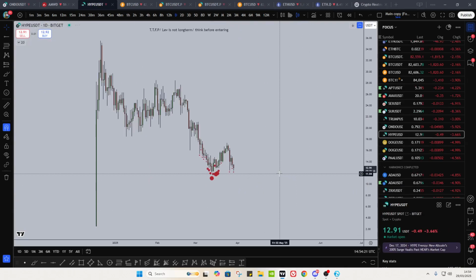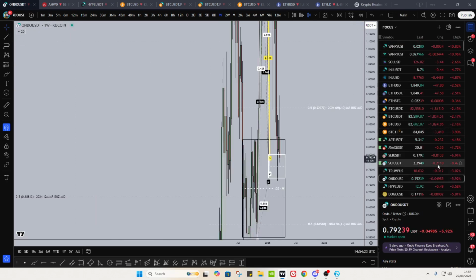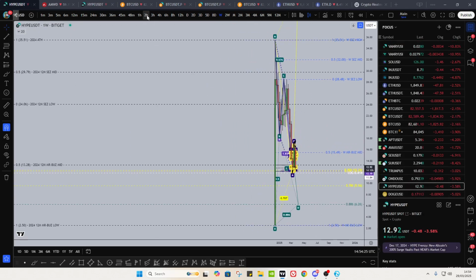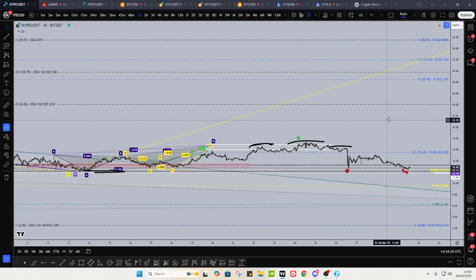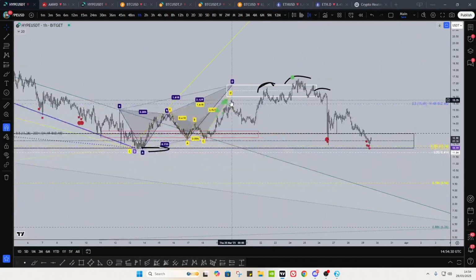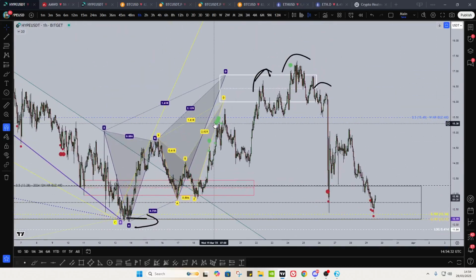That's Ondo. Hype. Again, huge selling pressure on Hype. Oh, this one was so clean. Did anyone actually take this? Because I gave this here, right? I think I gave this exclusively here in my own server. I didn't give this anywhere else. We had the 886 of the deep crab. We had the 618, the 1.618 of the normal crab. We had a really nice PRZ.